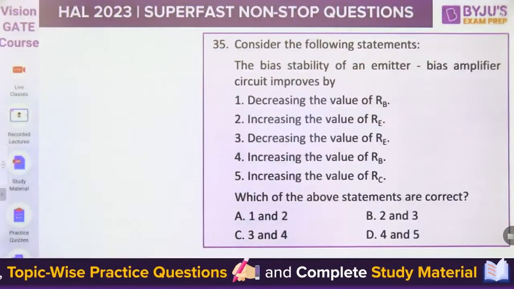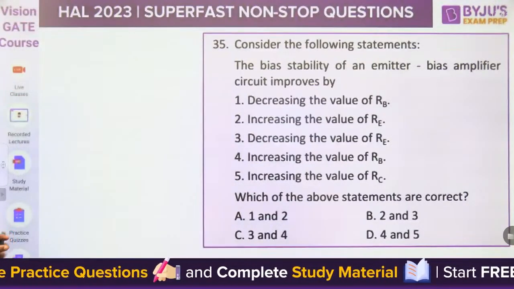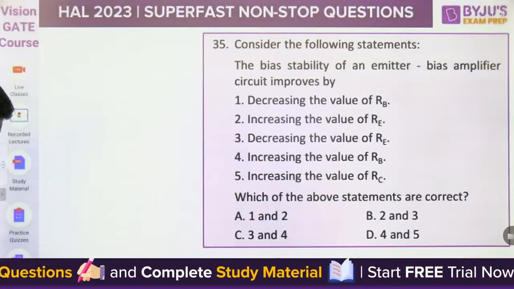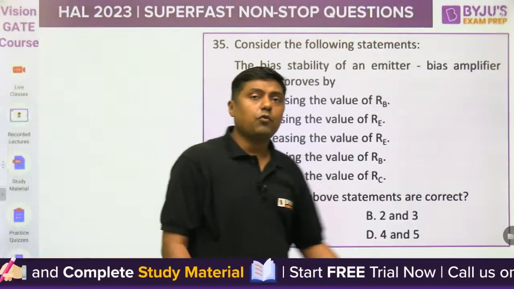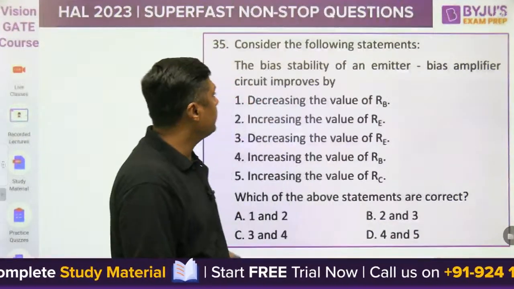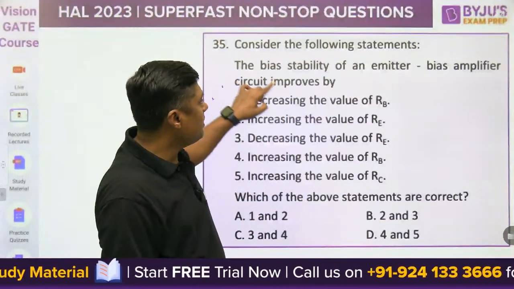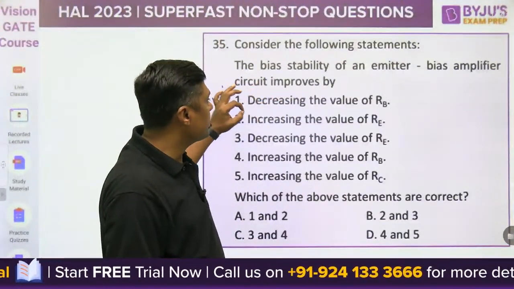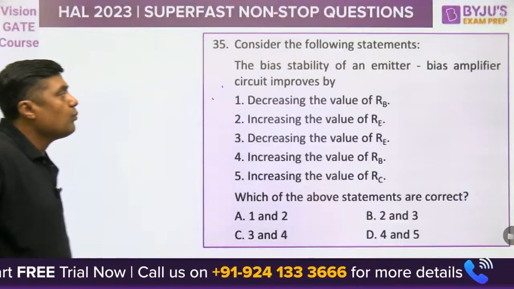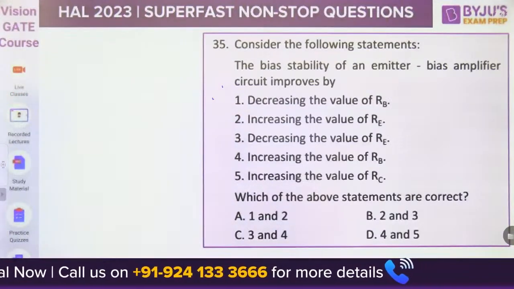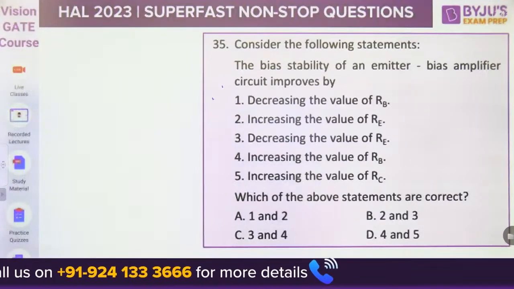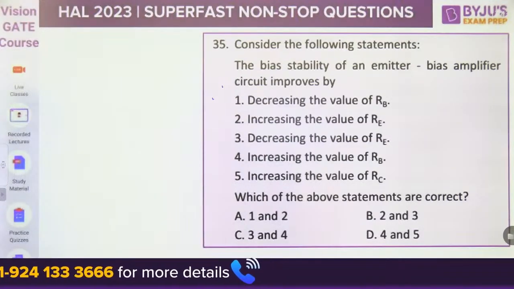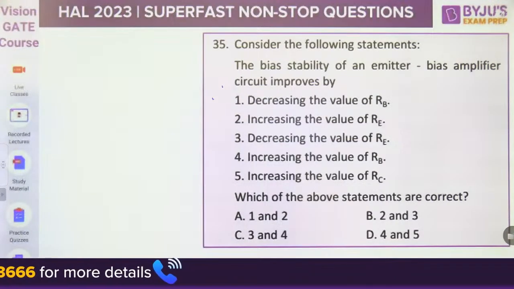Now tell me. Consider the following statement. Which one is correct? Bias stability of an emitter bias amplifier circuit improves by: 1, decreasing the value of RB; 2, increasing the value of RE; 3, decreasing the value of RE; 4, increasing the value of RB; 5, increasing the value of RC. Which of the statements are correct?